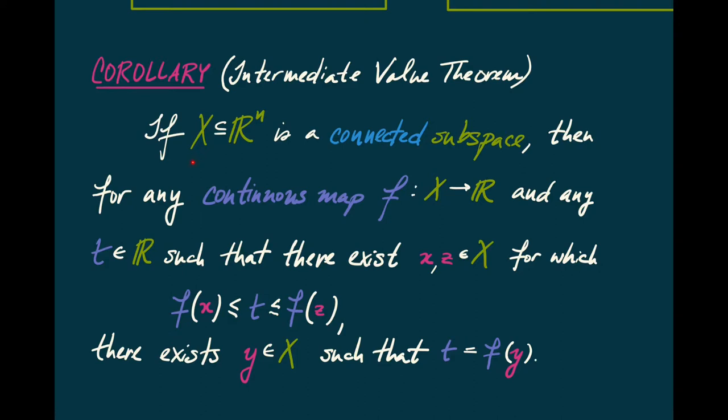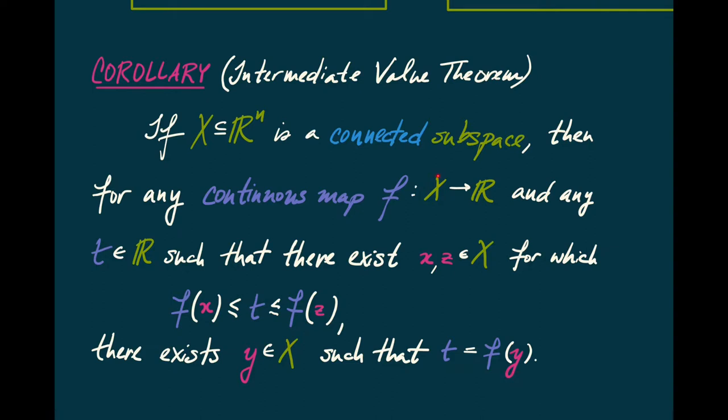If I have a connected subspace X of Euclidean space, and I write down a continuous map f from X to R, then for any real number t such that there exist x and z in X for which f(x) is less than or equal to t, which is less than or equal to f(z), there must exist a y in X such that t is equal to f(y). Why does this follow from the theorem that we saw?